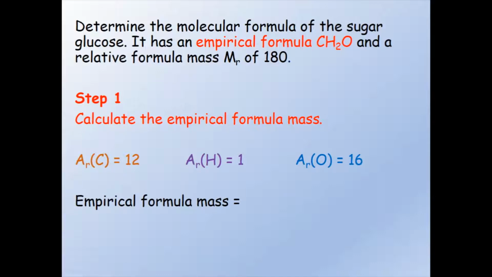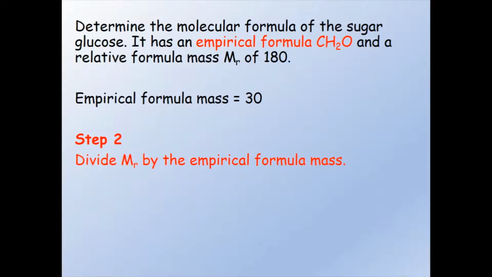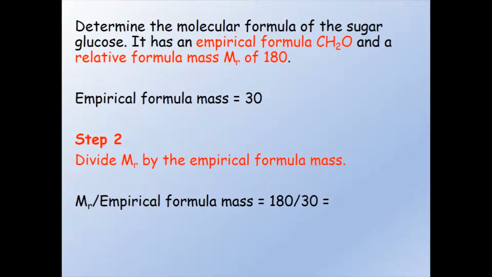So empirical formula mass equals 12 for the carbon atom plus 2 times 1 in brackets because we have 2 hydrogen atoms plus 16 for the oxygen atom, and this equals 30. So the empirical formula mass is 30. Step 2 is divide Mr, the relative formula mass, by the empirical formula mass. The relative formula mass is 180, so Mr divided by empirical formula mass is 180 divided by 30, which is 6.